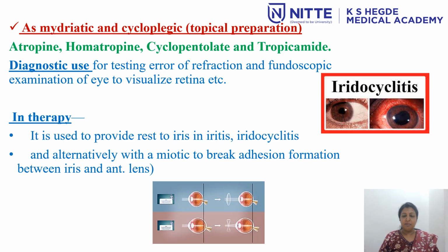fundoscopic examination of the eye to visualize the retina. For fundoscopic examination, you need only mydriasis, you don't need cycloplegia. So you usually prefer phenylephrine for fundoscopic examination, but you can use antimuscarinic agents as well. And in therapy, atropine can be used to provide rest to the iris in iritis, iridocyclitis, etc. And they can be used alternately with a miotic. So mydriatics and miotics can be used alternately to break the adhesion formation between the iris and the lens.